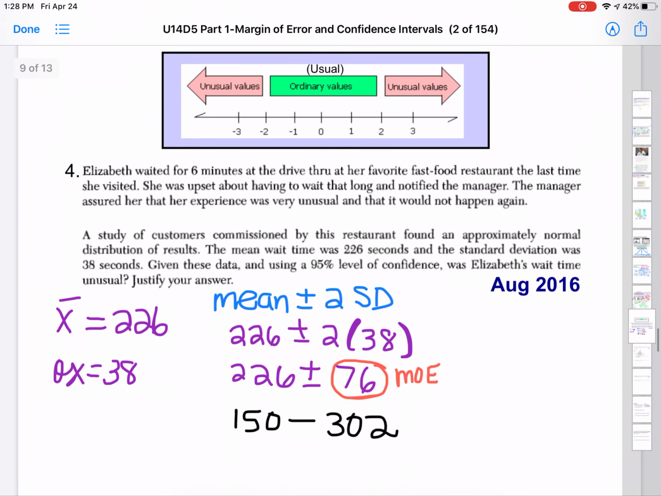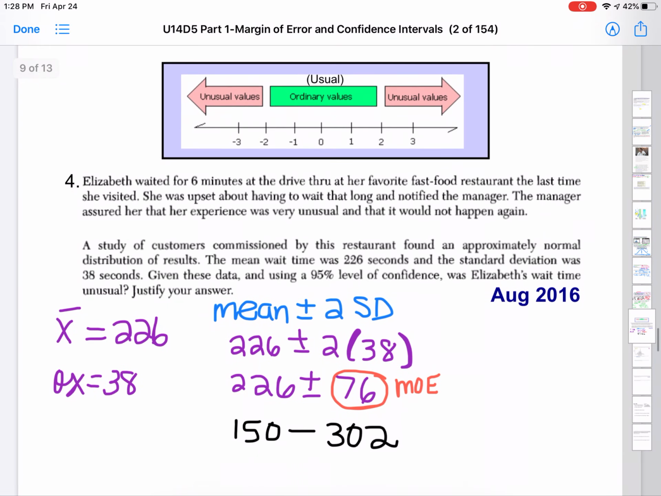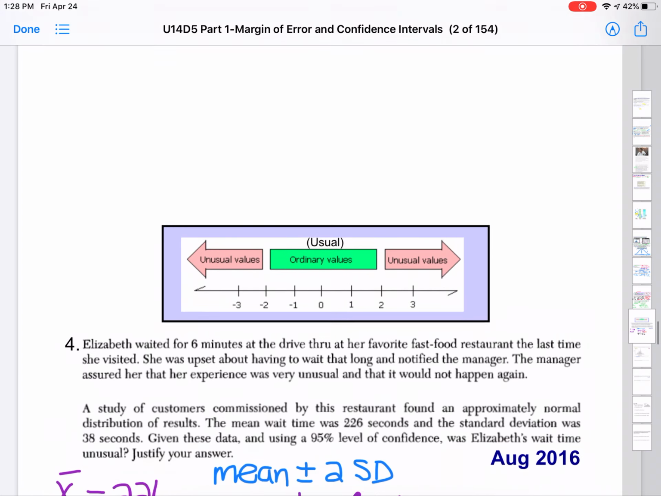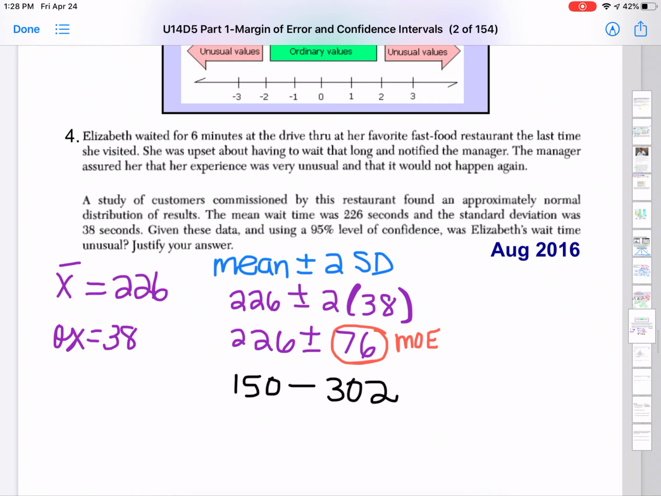All right, and then I want to talk about this. We'll talk about this usual, unusual for a second. If you want to cover this up and try doing it, you can, and pause the video, but otherwise we'll get into this.